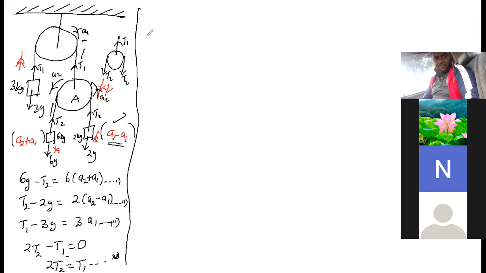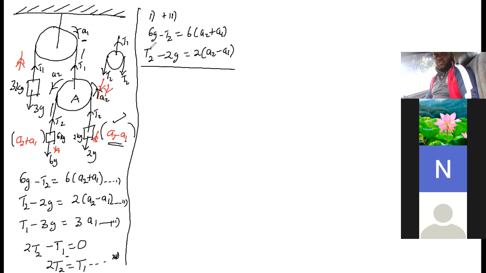Now, solving simultaneously. First of all, I can add Roman 1 to Roman 2. Roman 1 is 6g minus T2 is equal to 6 into A2 plus A1. Then T2 minus 2g gives us 2 of A2 minus A1.